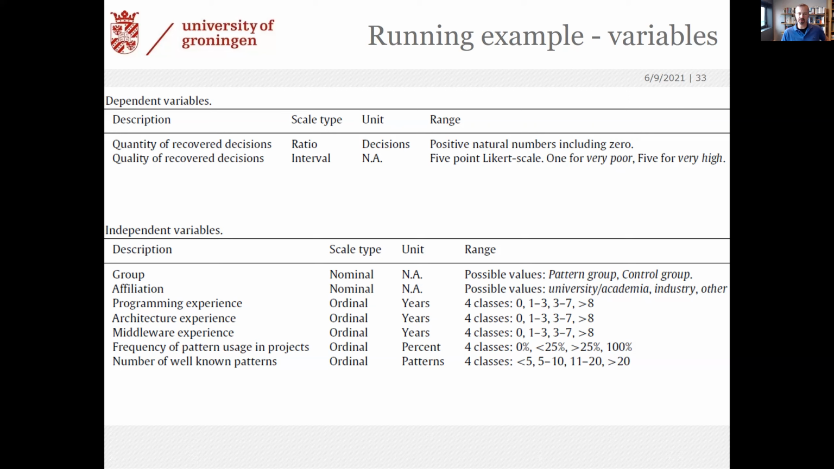But of course, there are other independent variables, and these are the confounding factors, as I mentioned before, such as the affiliation, if participants work in industry or academia, the experience they have with programming, with architecting, with middleware, because our experiment is about middleware, and so on. So we want, again, to look at whether the independent variable of group, whether using patterns or not, has an effect on the dependent variables, while also controlling for the confounding factors. And I'm going to show you how we do that in just a couple of slides.